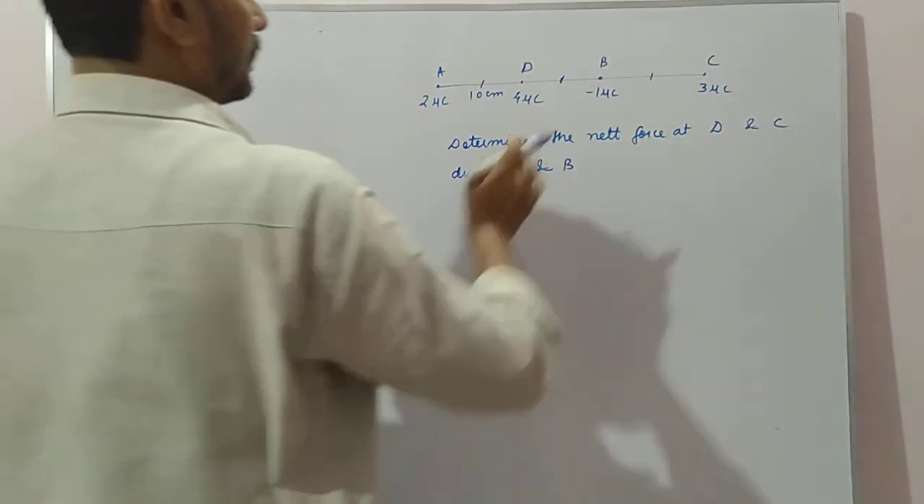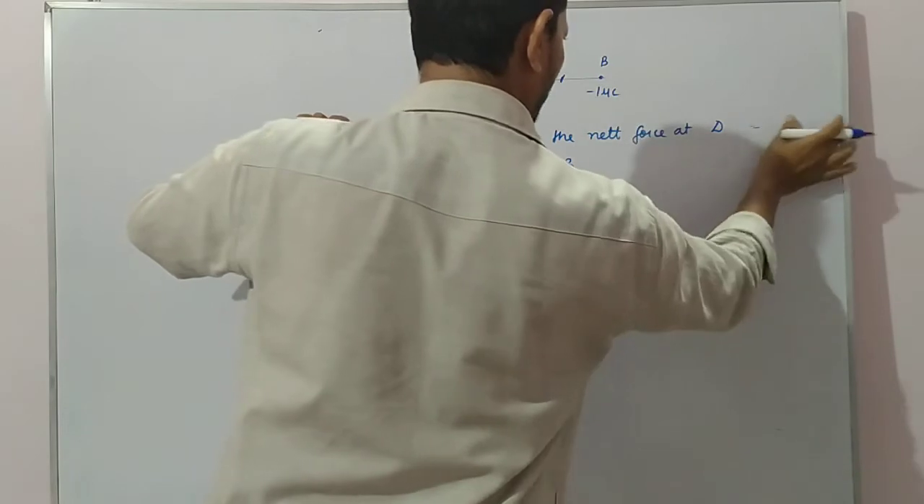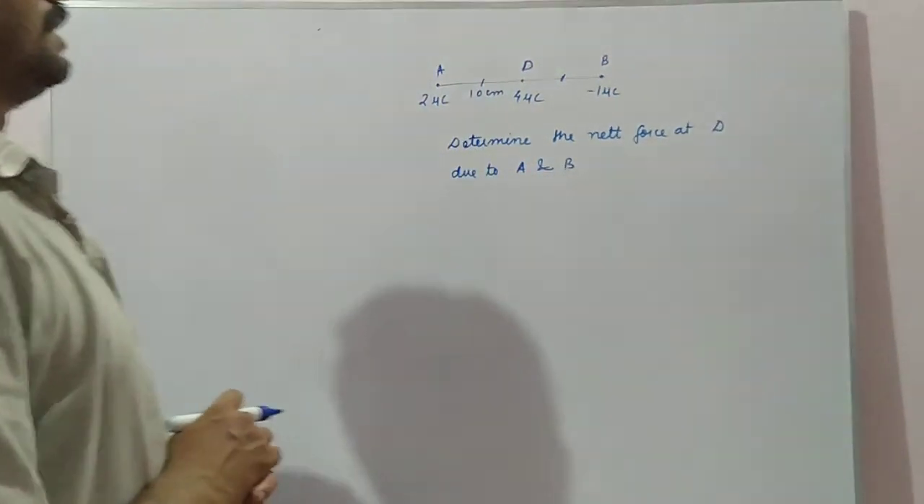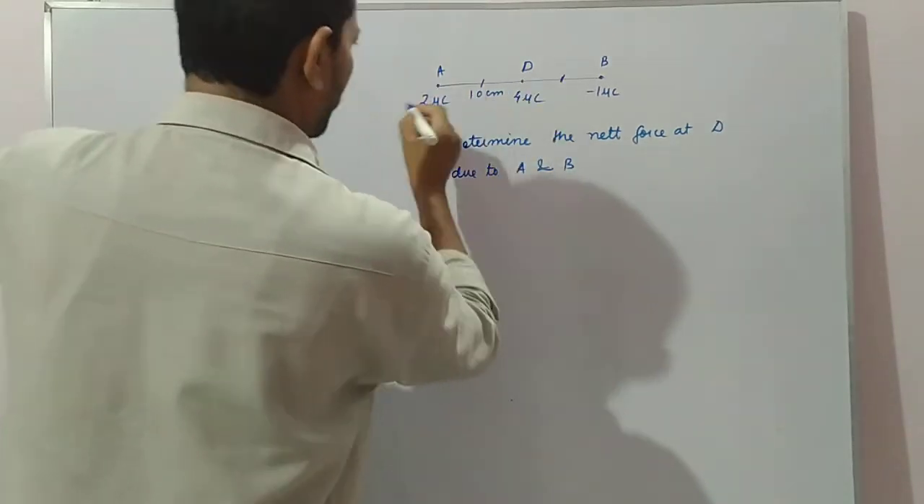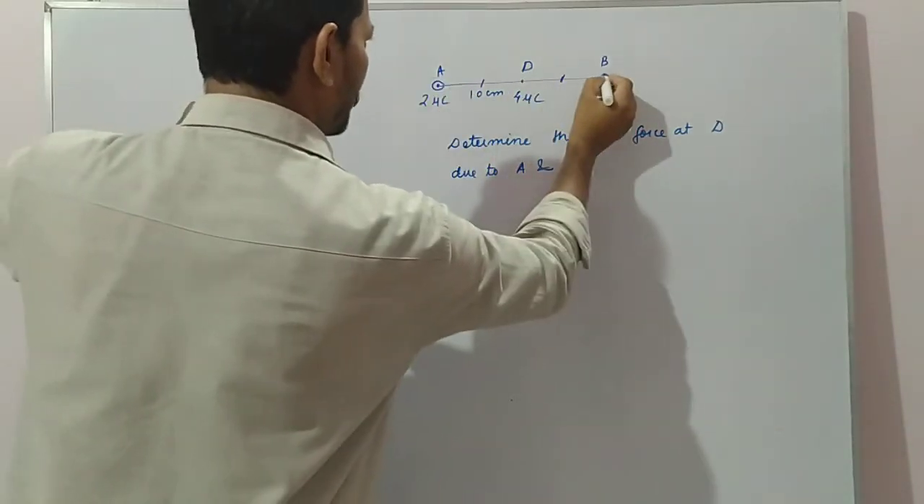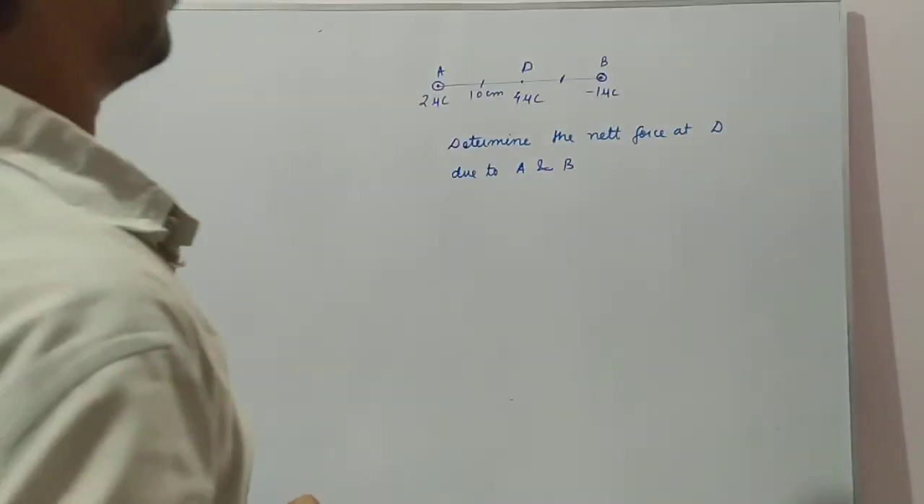Now, it is better we will put it here. Leave it. There is a net force acting on D due to A and B. Now see here, we have to find the net force acting on D. So we will just tie this one so that it cannot move.